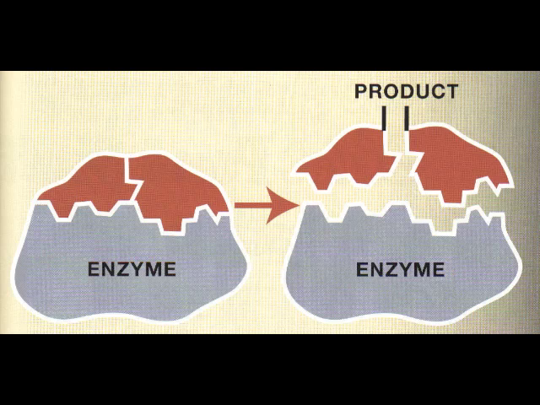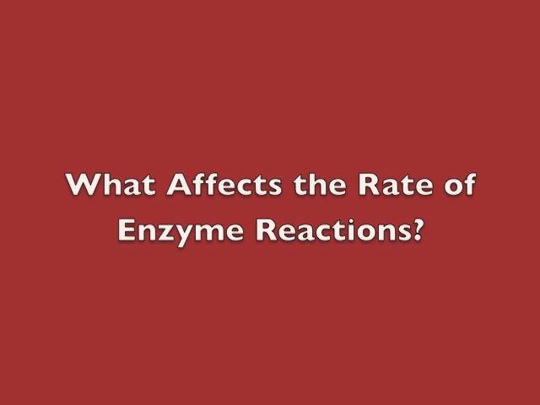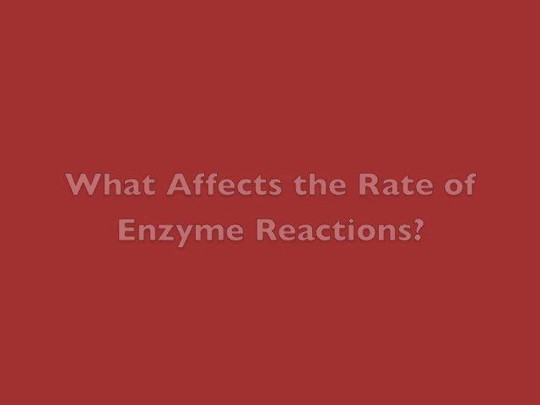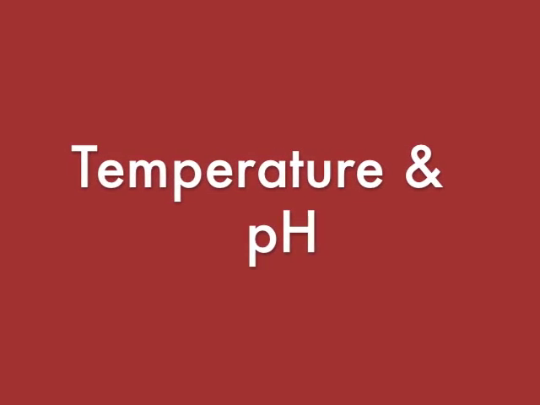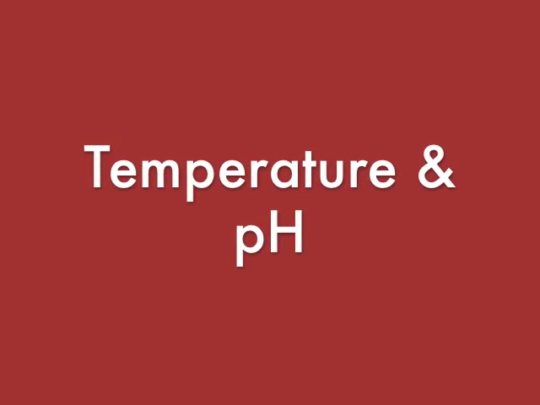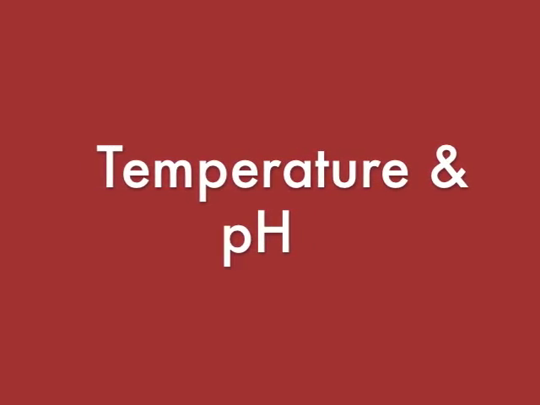Enzyme reactions are affected by different factors. Now let's talk about what affects the rate of enzyme reactions. Four factors affect the rate of enzyme reaction. The first two are temperature and pH. If the temperature is too high, the enzyme will be denatured. Likewise, changes in pH have the same effect.